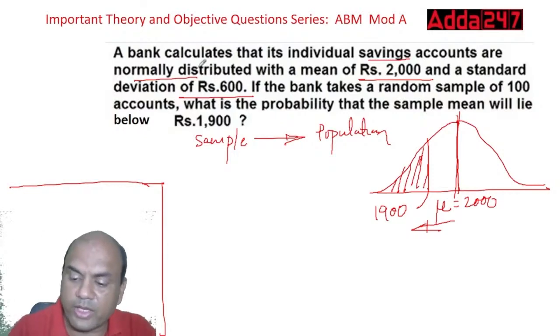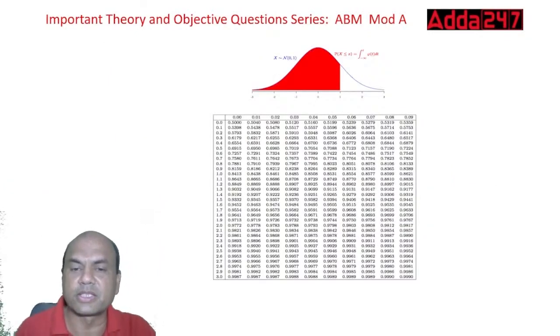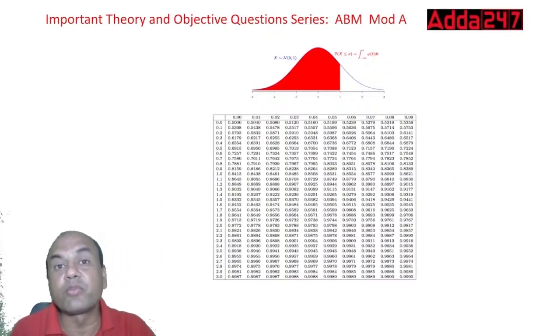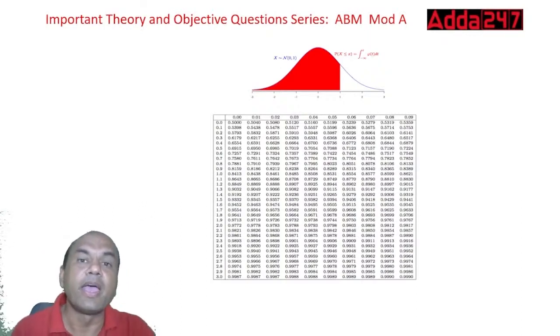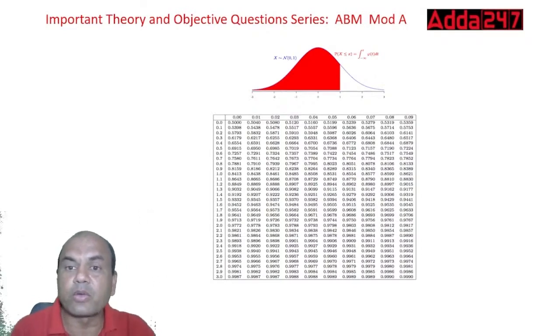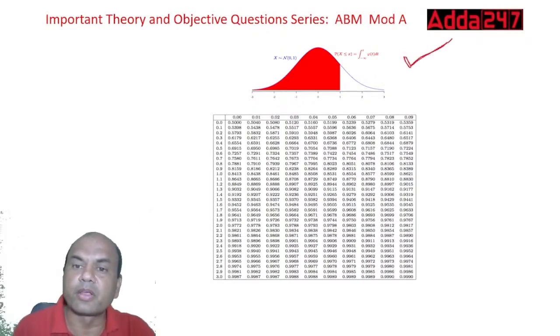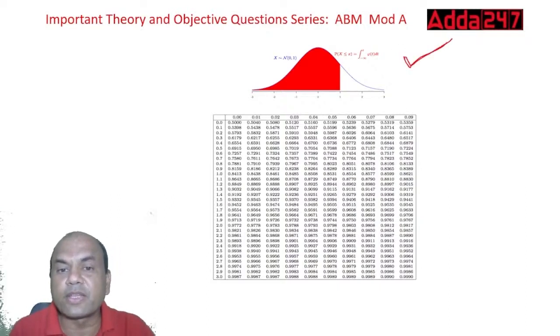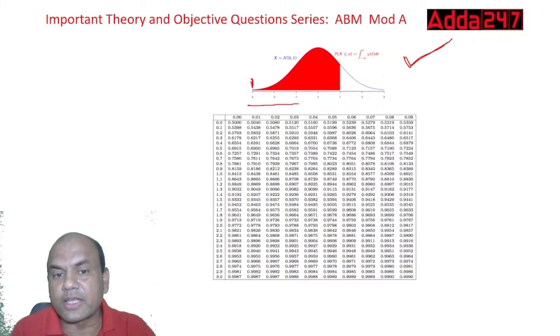For finding out the area, let me give you some hint. In the exam also, they will give you this normal distribution table. This table will be given to you. Now what do you have to check? The upper figure over here is very important. If this figure is given this way, it means it is starting from this point and moving to the right side, wherever you go.